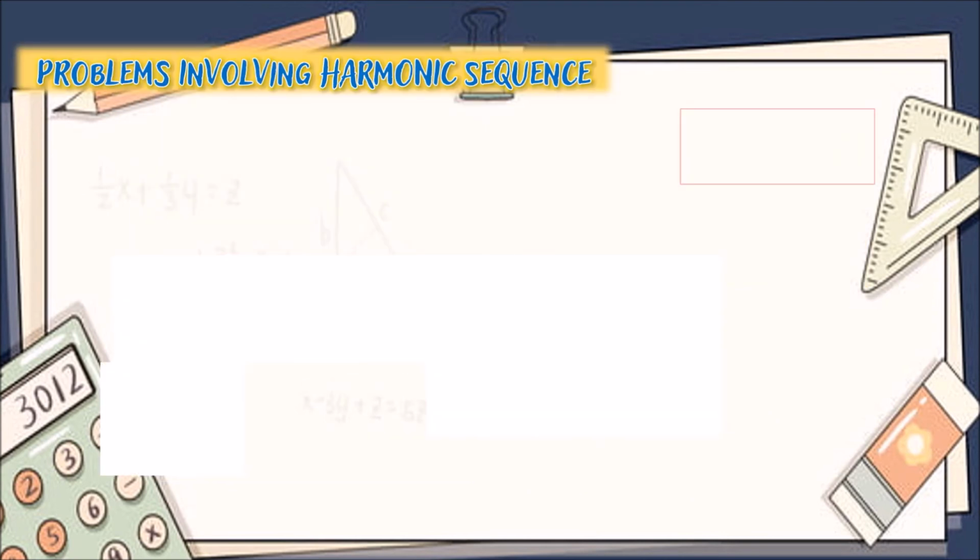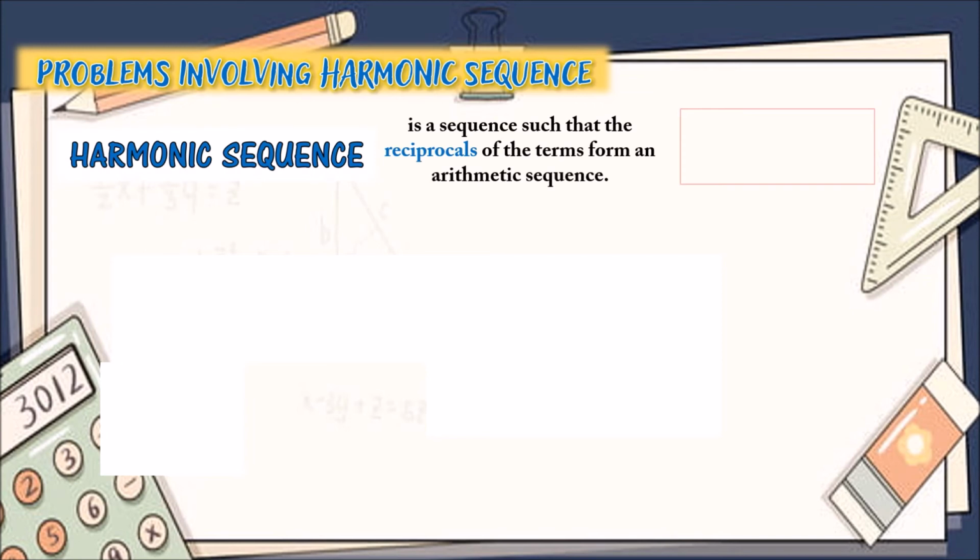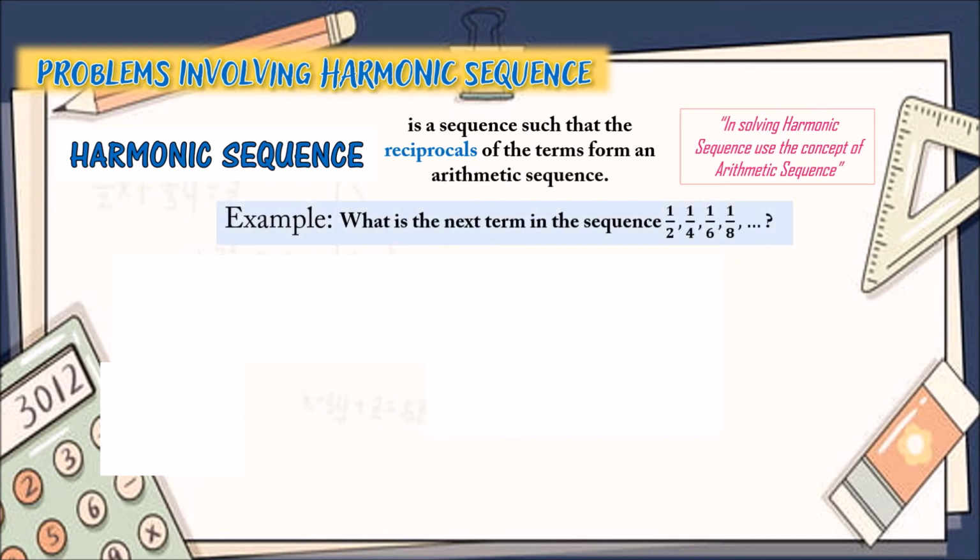Para mas maintindihan natin ang problems involving harmonic sequence, laging tatandaan, in solving harmonic sequence, use the concept of arithmetic sequence. So, let's have this example. What is the next term in the sequence 1/2, 1/4, 1/6, 1/8, and so on and so forth? So, meron tayong given na harmonic sequence. Dahil kailangan natin gamitin ang concept ng arithmetic sequence, hanapin natin ang kanyang reciprocal, which is 2, 4, 6, 8, and so on and so forth. So, meron na tayong arithmetic sequence.